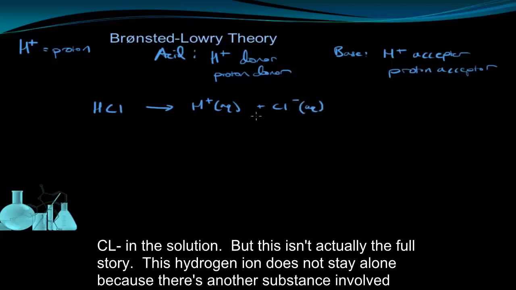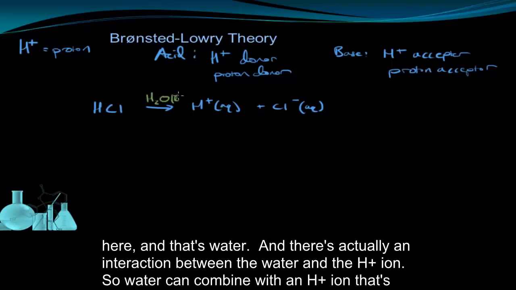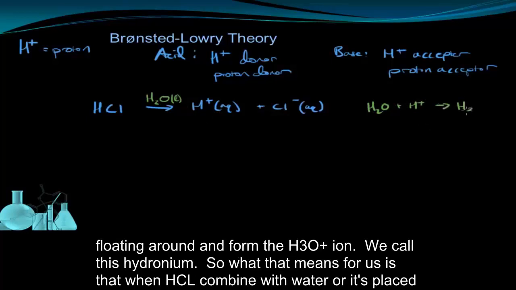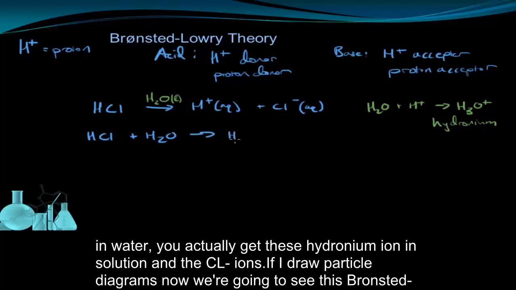But this isn't actually the full story. This hydrogen ion does not stay alone, because there's another substance involved here, and that's water. There's actually an interaction between the water and the H plus ion. So water can combine with an H plus ion that's floating around and form the H3O plus ion. We call this hydronium. So when HCl is placed in water, you actually get this hydronium ion in solution and the Cl minus ions.